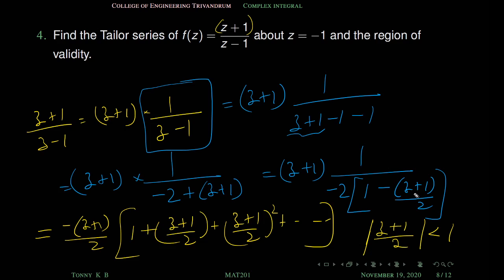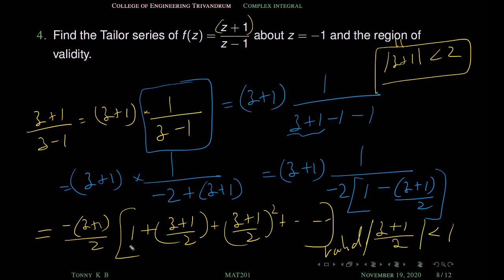And 1 by 1 minus z has this type of expansion, and that expansion is valid only when mod z is less than 1. Here instead of z, we have z plus 1 by 2. That's why this is valid when modulus of z plus 1 by 2 is less than 1. Okay, and this is nothing but modulus of z plus 1 is less than 2. So this is the region of validity. So this series expansion is valid in this region.